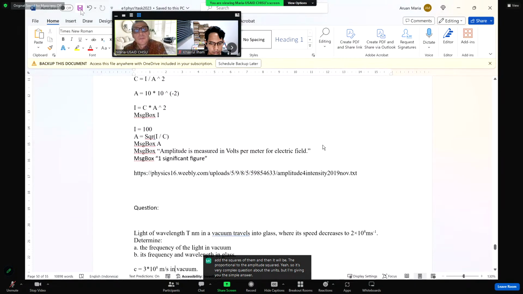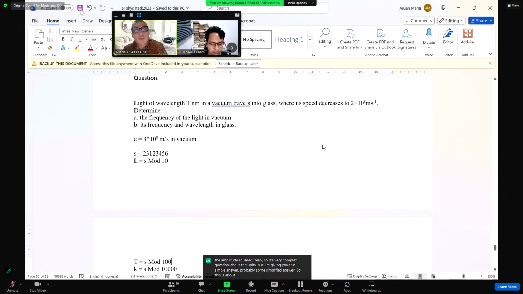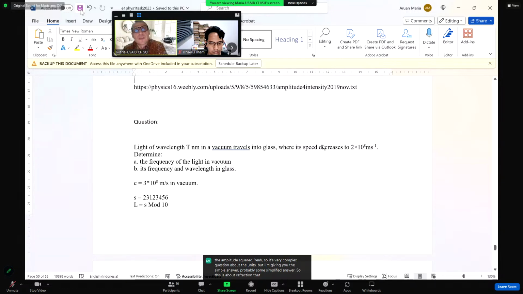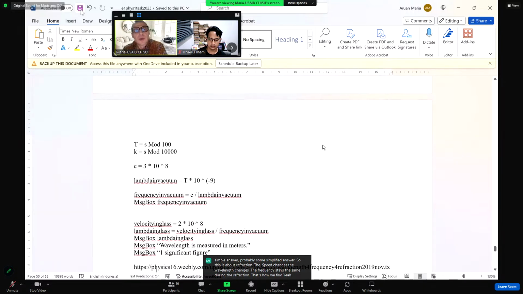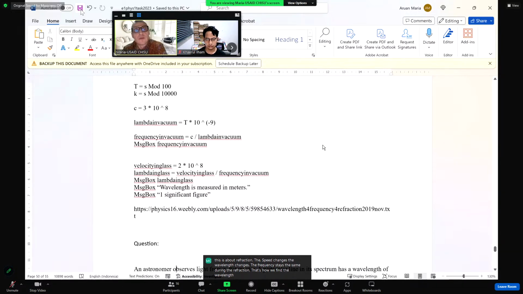So this is about refraction. The speed changes, the wavelength changes, the frequency stays the same during the refraction. That's how we find the wavelength in the media.